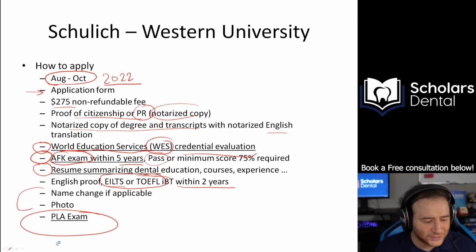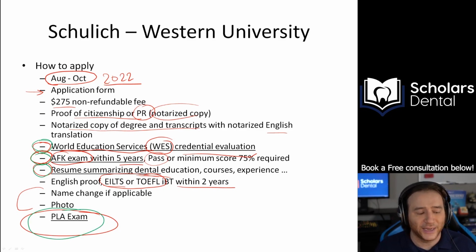Name change if applicable. If you change your name, they want your new name and proof of that. Photo. And then this is the different one here, which is the PLA exam. So some differences here from UFT are this WES thing, the AFK exam, and a resume, which you could write. And then the most unique one, the PLA exam, which is unique to the Western University program, okay?